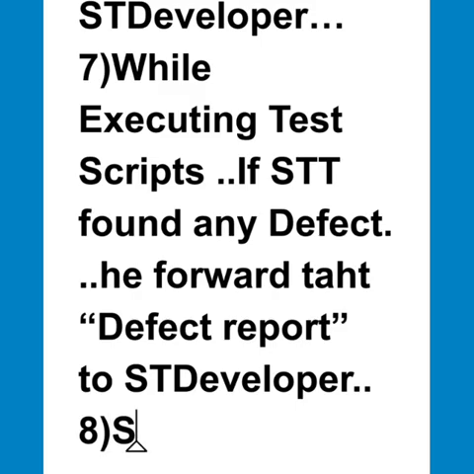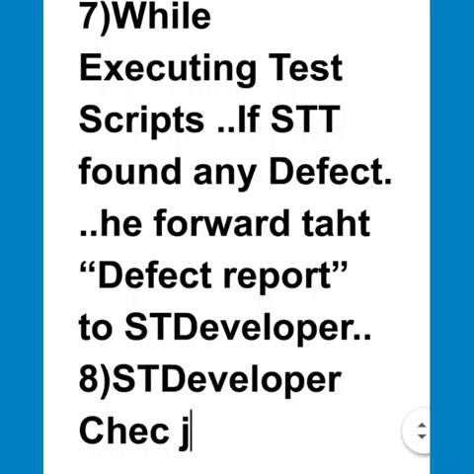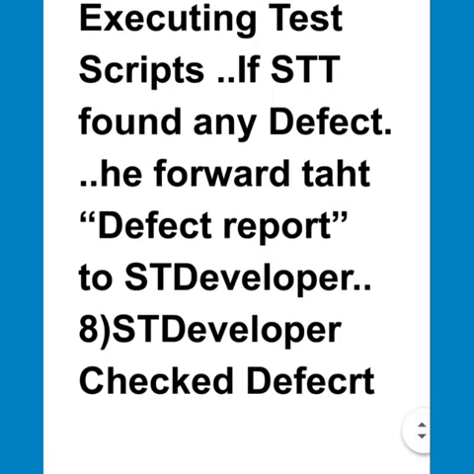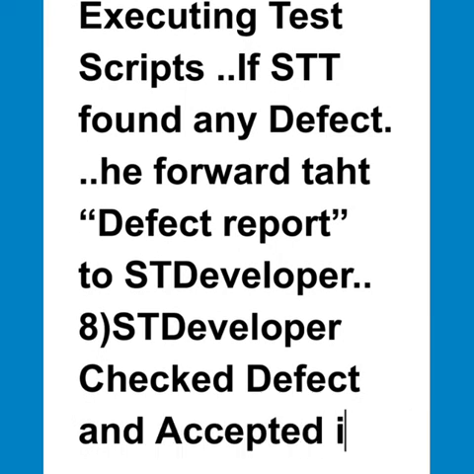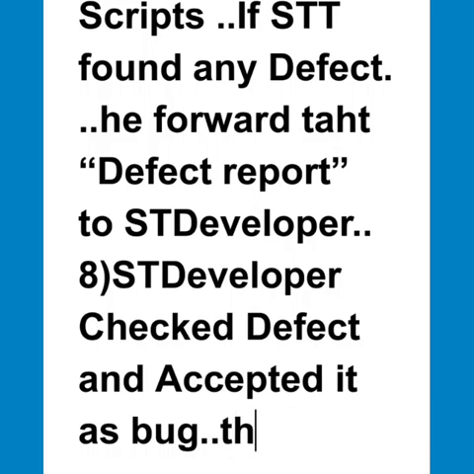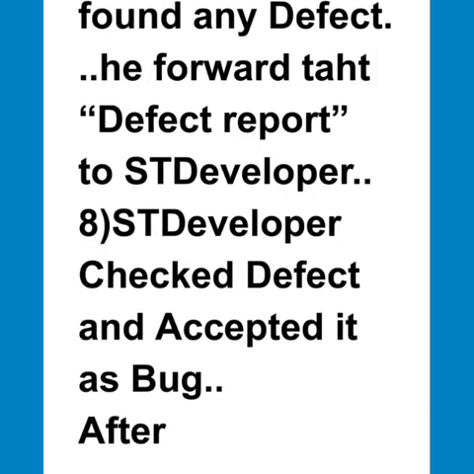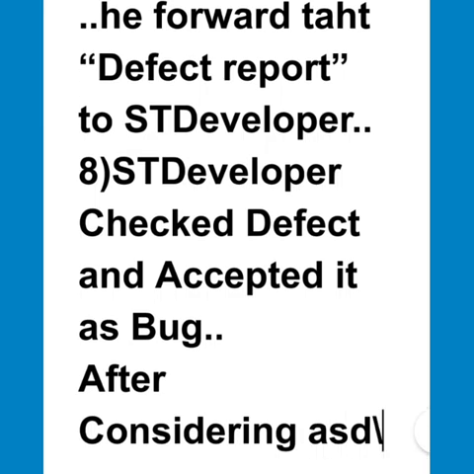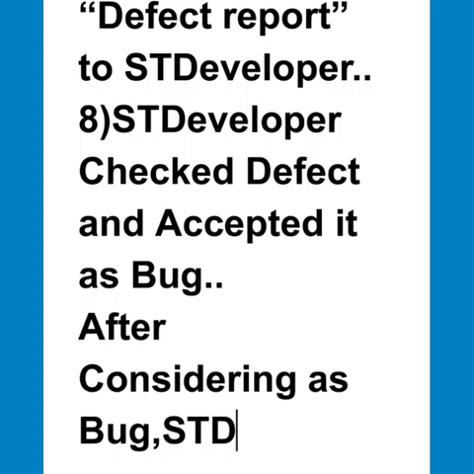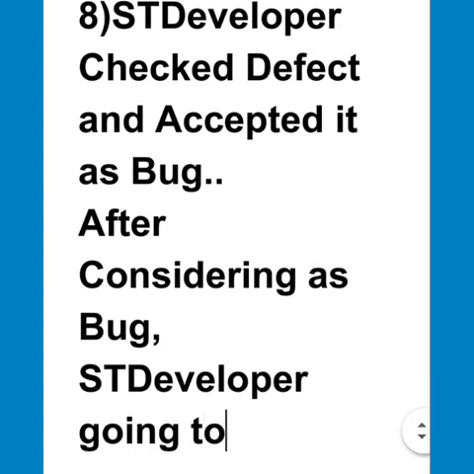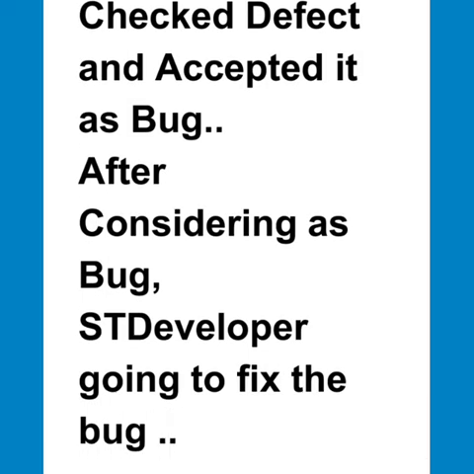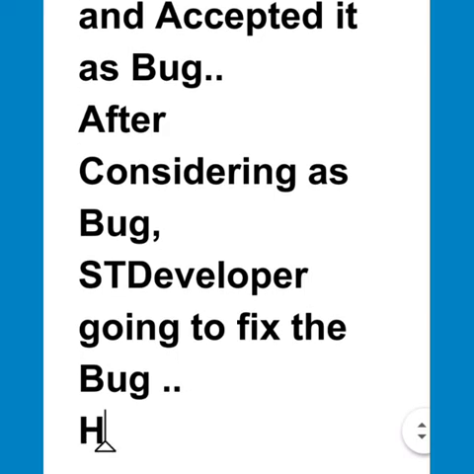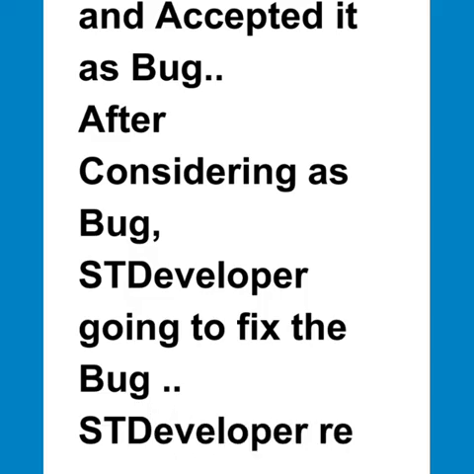So let us assume the Scrum Team developer checked the defect and accepted it as a bug. After accepting it as a bug, the Scrum Team developer is going to fix the bug, and he releases the modified build.